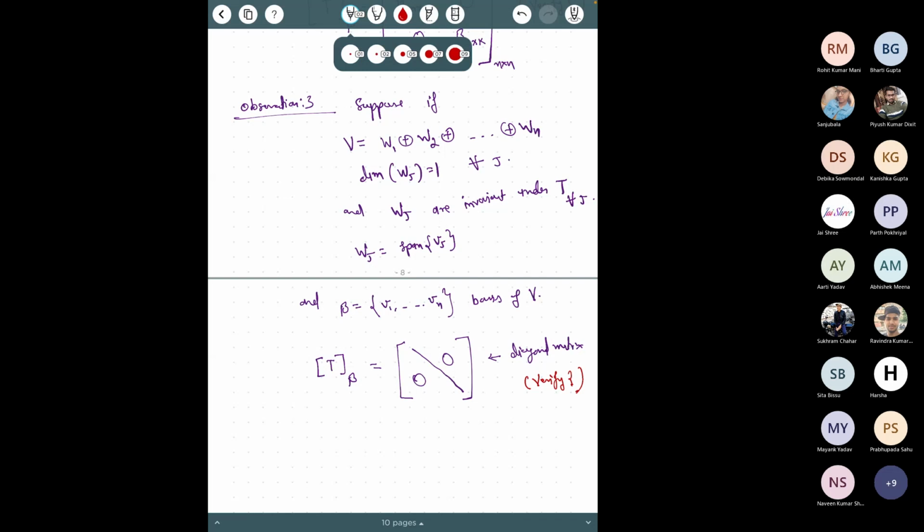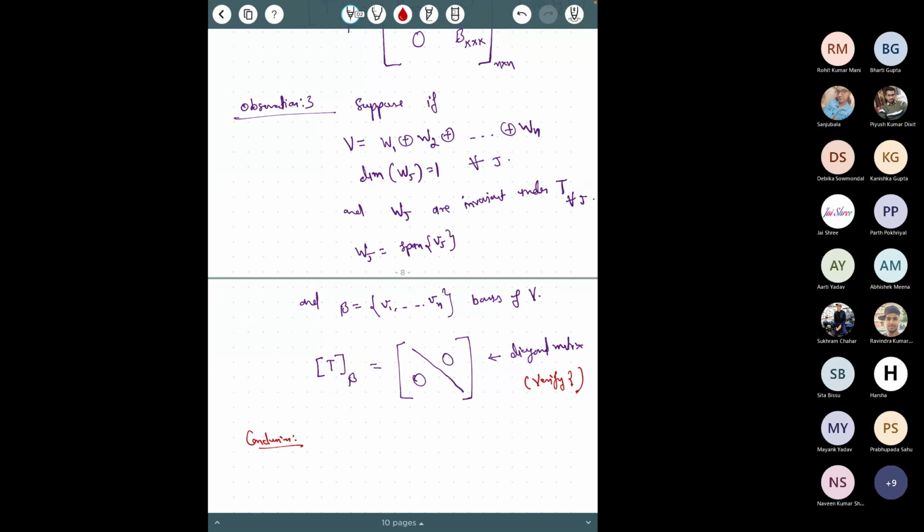So the conclusion we can make here is that if we can find one-dimensional invariant subspaces whose direct sum is equal to V, then from there we can construct a basis such that the matrix of T is diagonal, and this is the best we can ask for in a matrix, as a representative of a class.